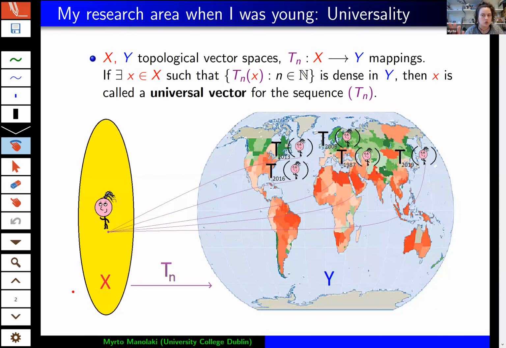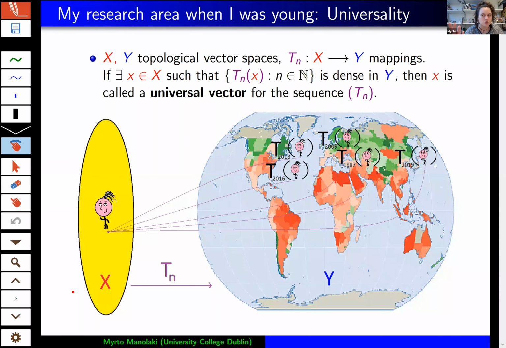So let's put it in a more mathematical framework. Let's say we have two topological vector spaces, X and Y, and a sequence of maps Tn. We say that a vector x in the first space is a universal vector for my sequence of mappings if the orbits Tn of x, for all possible n, are dense in my second space Y.